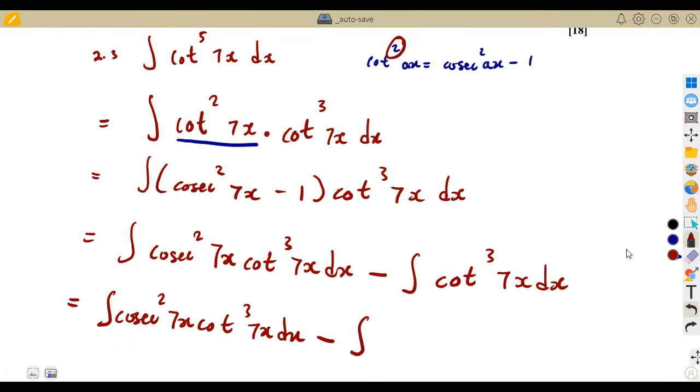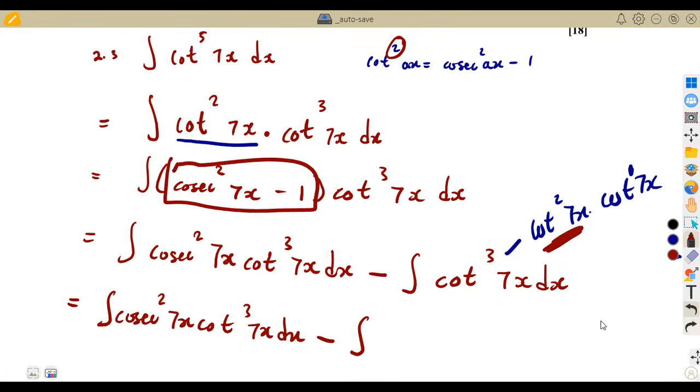So this was supposed to be expanded as cot squared 7x times cot 7x, so that it gives us cot to the exponent of 3, 2 plus 1, that will be a 3. Okay, the bases are the same. So meaning to say this cot squared is the one that we want. Cot squared 7x is equal to what? Cosec squared 7x minus 1. This is the equivalent.